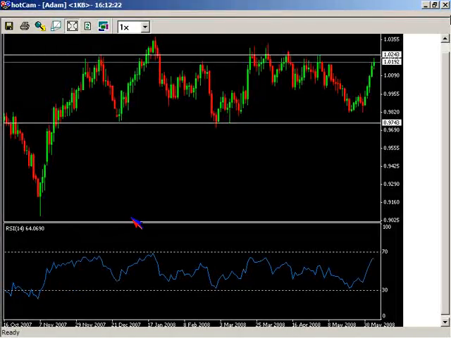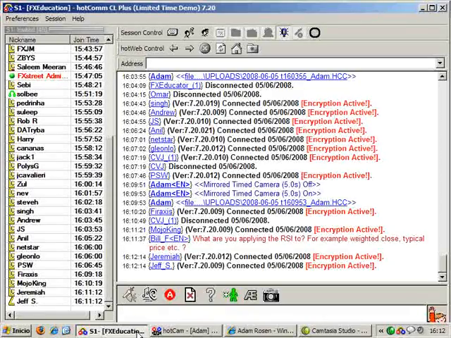The question: Bill, what are you applying to the RSI, for example, weighted close, typical price, etc.? Great question. I always use just the standard RSI, which I do not believe is weighted. It goes back on a 14-period scale, and it uses the closing price. Some indicators let us say, give me the average of the opening price, or the average of the high price. I like to use the closing price.